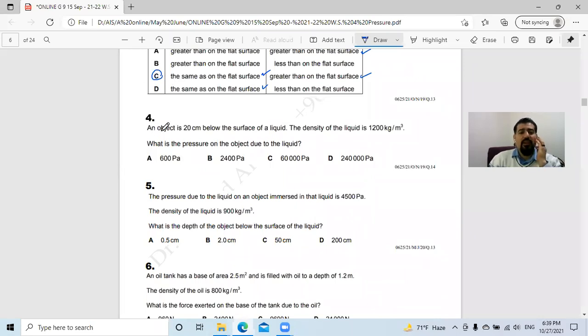Question number four: an object is 20 centimeters below the surface of a liquid, and the liquid density is 1,200. What is the pressure? Now we know that pressure equals density times gravity times depth. And we have to convert the depth from centimeters to meters, so 0.20 meter. We substitute the values: 1,200 multiplied by 10, the gravity acceleration, multiplied by 0.2.